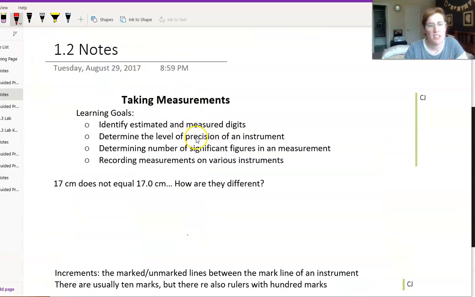Hi, welcome to 1.2, our video on taking measurements. Our learning goals for today are to identify the estimated and measured digits inside of a measured number, to determine the level of precision of an instrument, to determine the number of significant figures in a measurement, and recording measurements on various instruments. So let's start by looking at this measurement down here, 17 centimeters.